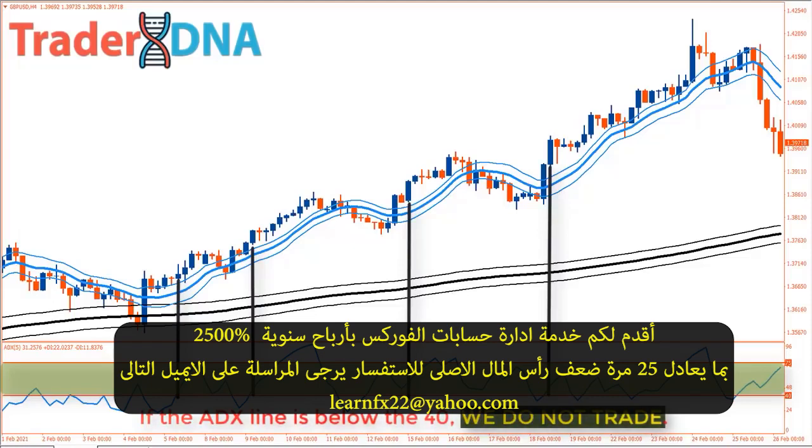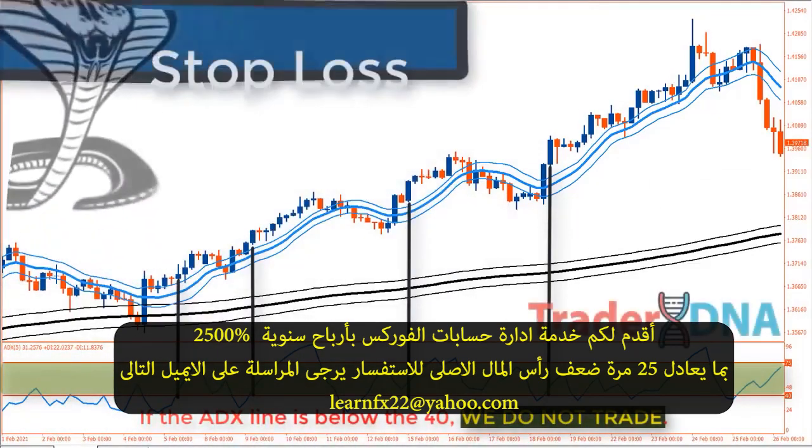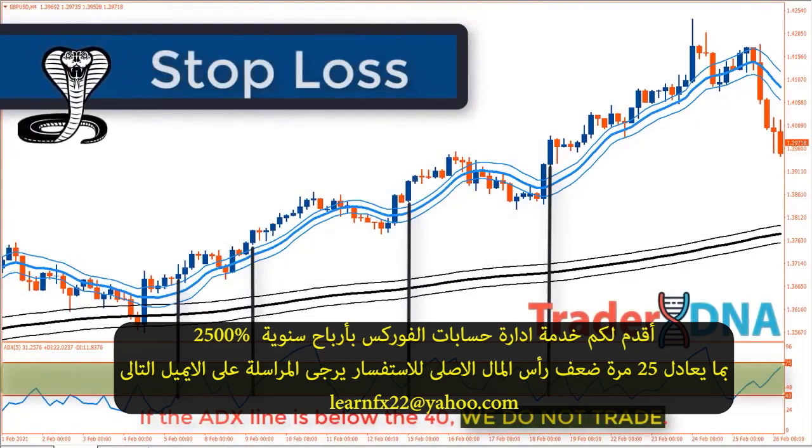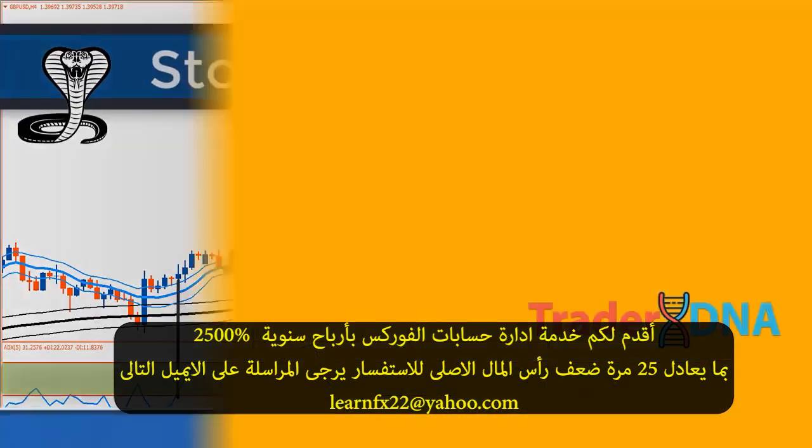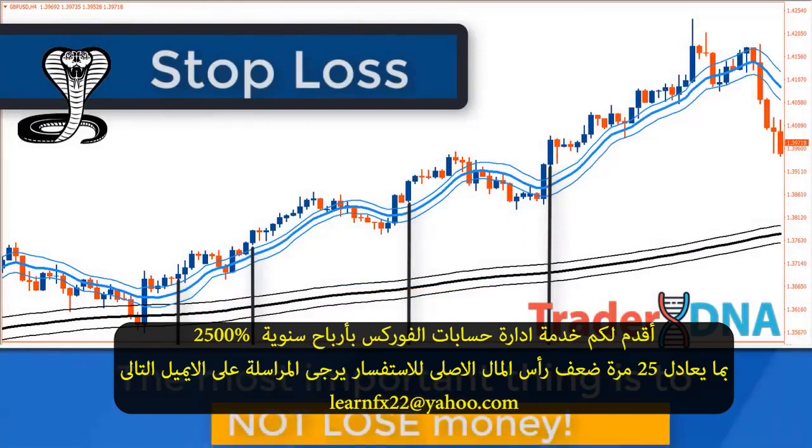As you can see, the ADX is a very simple indicator and very easy to use as a filter to protect the system from bad trade entries. Stop loss. Most people think that the most important thing when trading the market is to make money. Wrong. The most important thing is to not lose money.